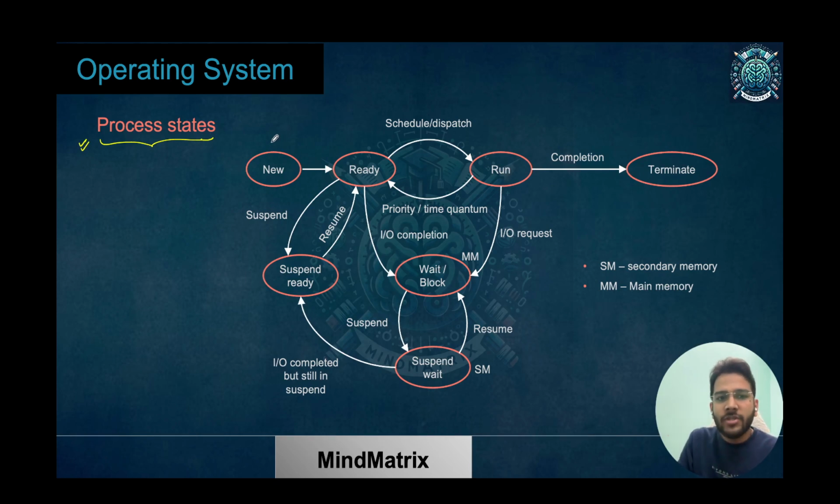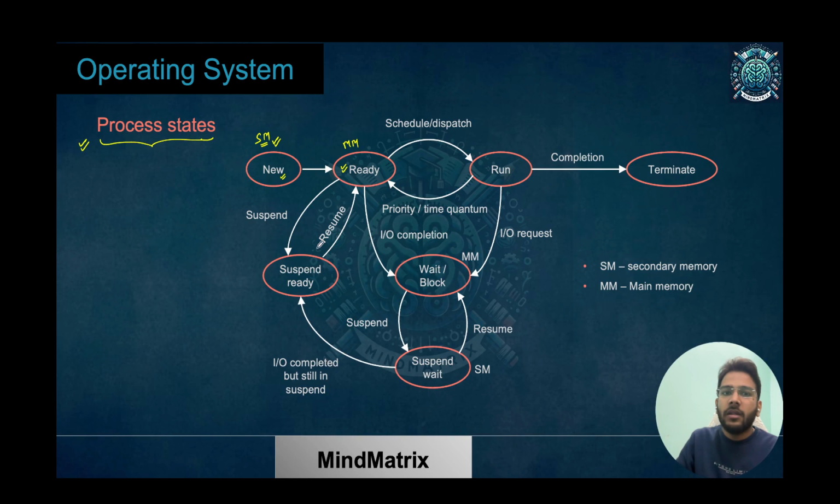So the first state we have is the new state. When a program resides in the secondary memory, we can call that as it is present in the new state. Now from the secondary memory, we load the program to the main memory. So basically there is a transition from new to ready state. Here the process is present in the main memory, so we call that state the ready state. The program is ready to execute, but it is not executing as of now.